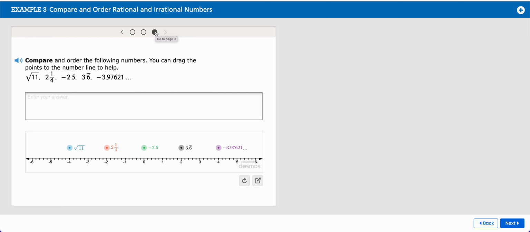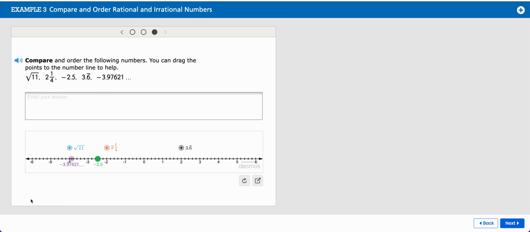And so what is the smallest number on this list? Negative 2.5. Try again. Negative 3.9. Okay, so negative 3.9, I would drag that to about right there, right? Really close to negative 4. What's the next one? Negative 2.5. Negative 2.5 is gonna be in between negative 2 and negative 3. So about right at halfway there, okay?